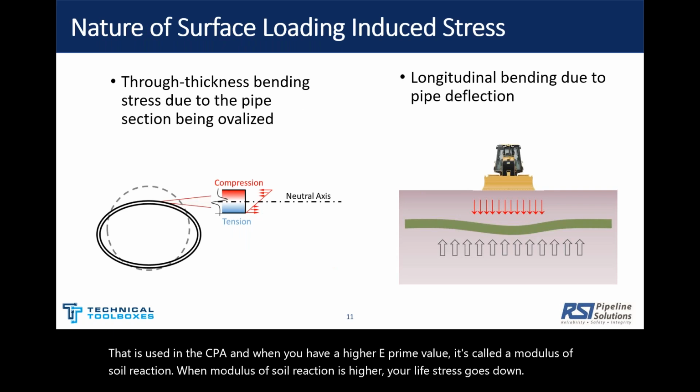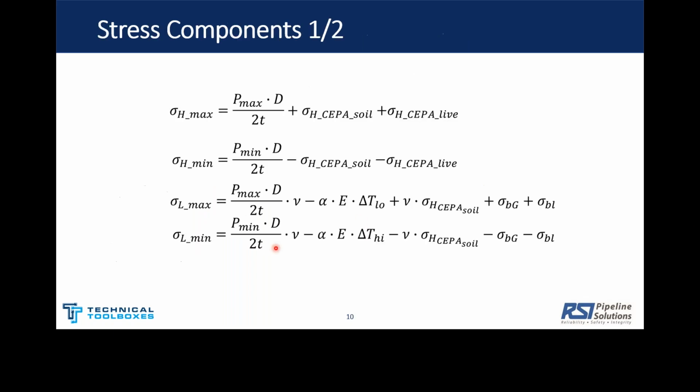Okay. Maybe the last question for now, and then we can regroup at the end with the others. So on slide 10, why is it that the soil and CEPA live are subtracted from the minimum stress portion?